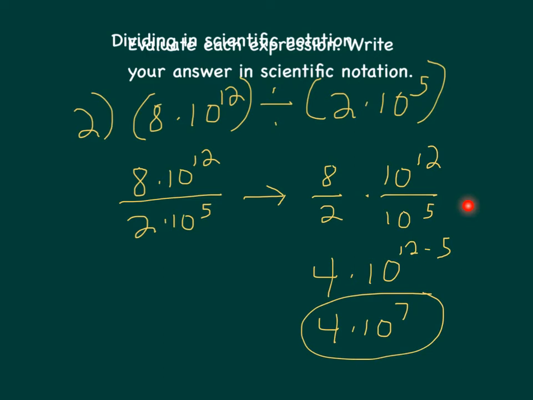Now when I'm dividing powers that have the same base but different exponents, I can just subtract them. And I know 12 minus 5 is 7, so my final answer is 4 times 10 to the power of 7.